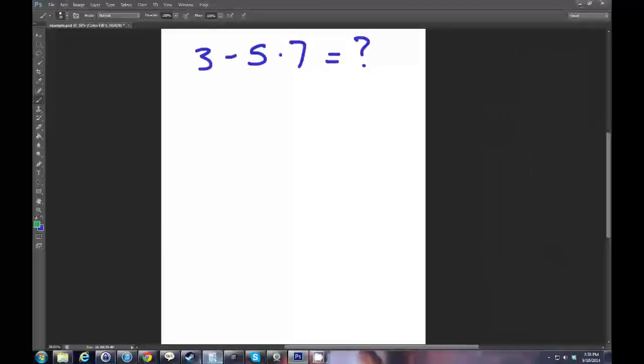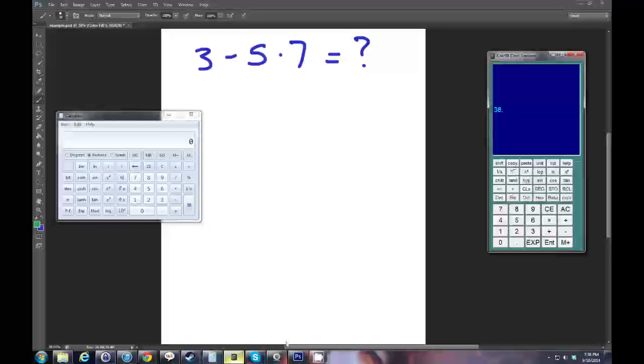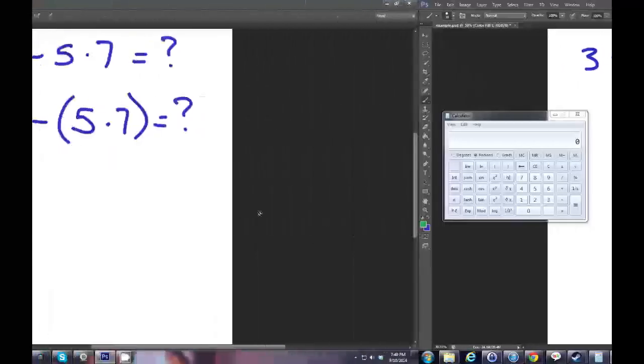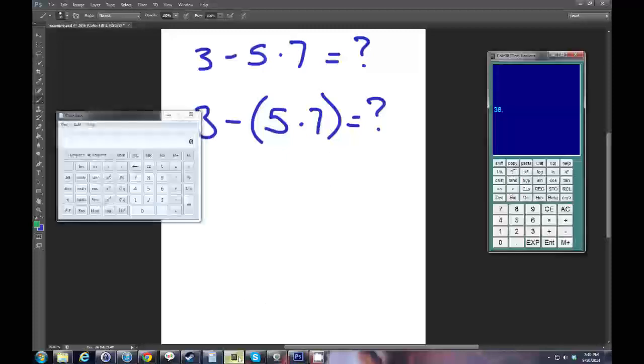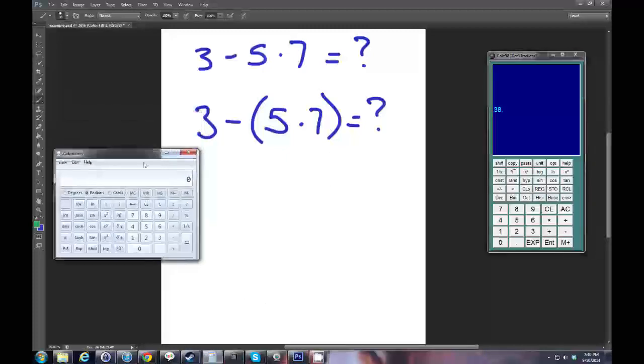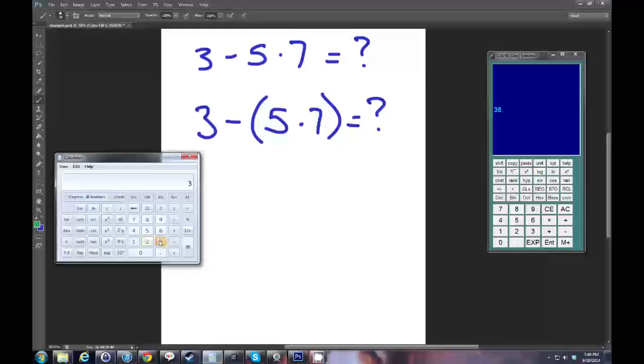As an example, let's plug into the calculator 3 minus 5 times 7. Adding parentheses, it turns into 3 minus, parentheses here, 5 times 7. So let's plug this into the calculator, and we get 3 minus parentheses 5 times 7, close parentheses, equals negative 32.